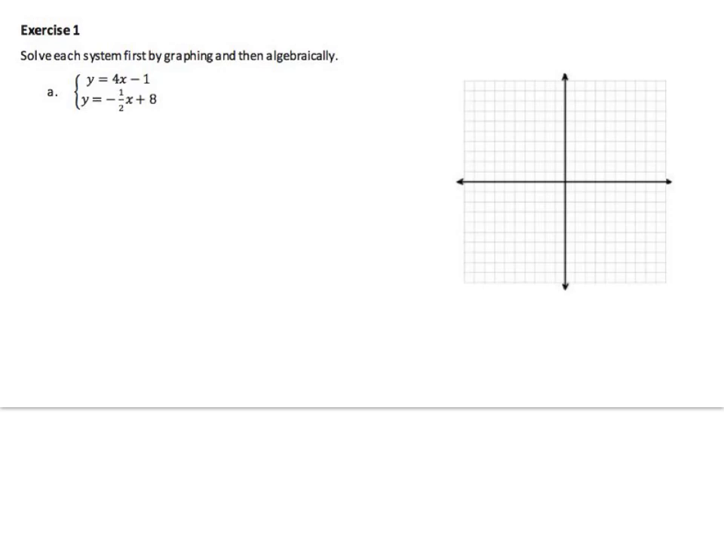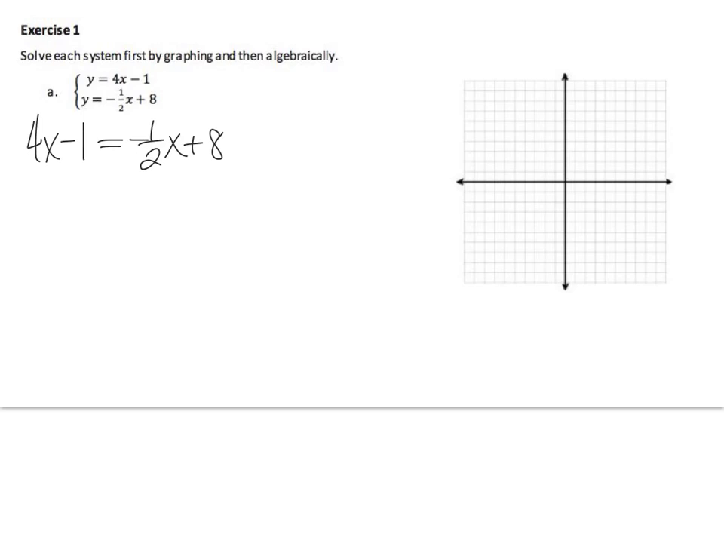All right. Solve each system first by graphing and then algebraically. I'm going to graph it quickly on Desmos. To solve it algebraically, these are already set equal to y. They're both in slope-intercept form, so I'm just going to set them equal to each other, and solve for x, and then plug it back into an equation and solve for y.